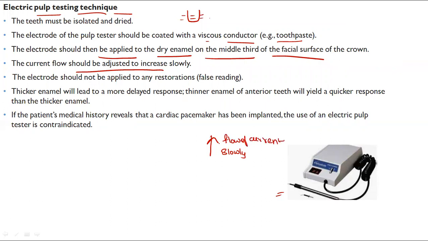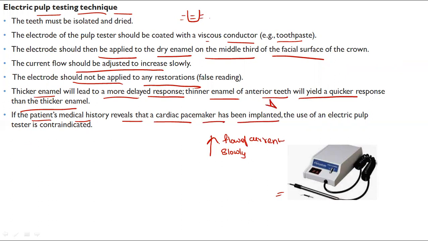Next, the electrode should not be applied to any restorations. Thicker enamel will lead to a more delayed response. Thinner enamel of anterior teeth will yield a quicker response than thicker enamel. Now, if the patient's medical history reveals that a cardiac pacemaker has been implanted, the use of the electric pulp tester is contraindicated.